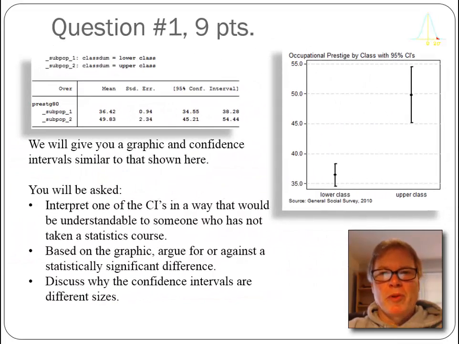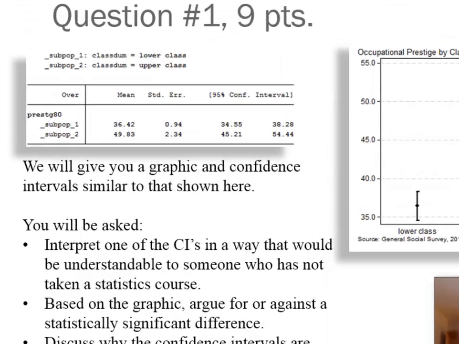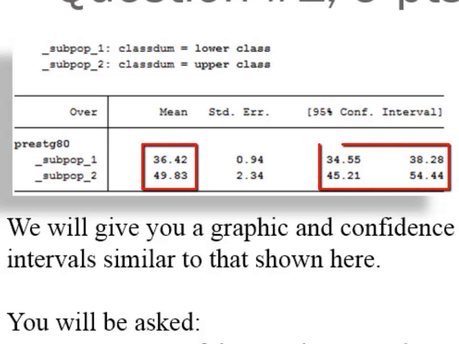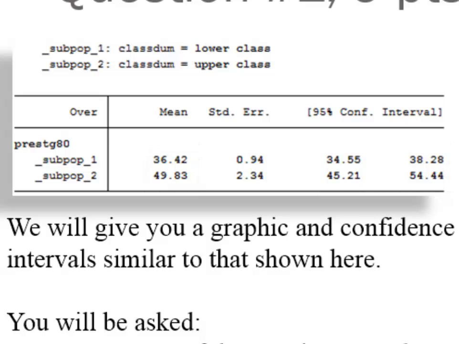We're going to give you some output that looks roughly like this. In the upper left, what we're giving you are 2 means and their confidence intervals. For the problems worked through in this sample exam, we're going to look at a dependent variable, which is occupational prestige, which is a continuous variable. I've broken out 2 different classes, people who are in the lower class and people in the upper class. We've calculated their average occupational prestige, 36.42 and 49.83 respectively, and calculated confidence intervals.